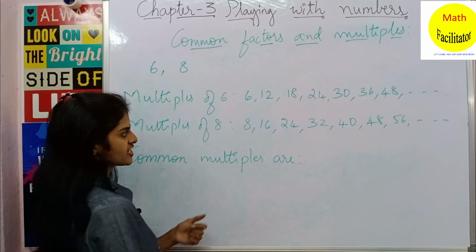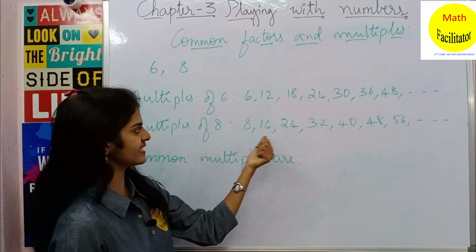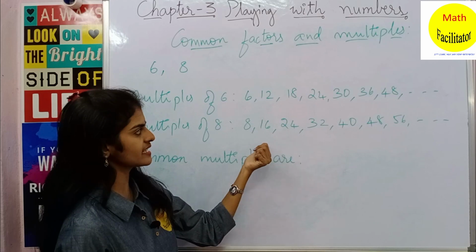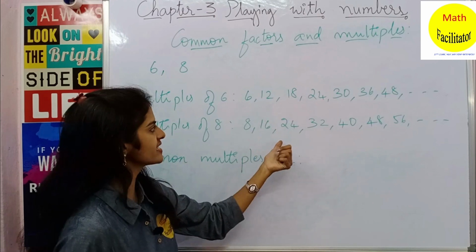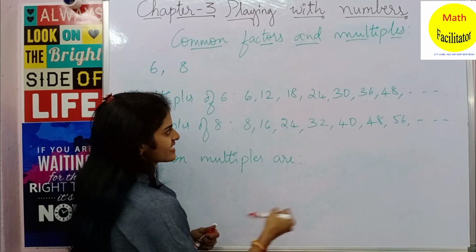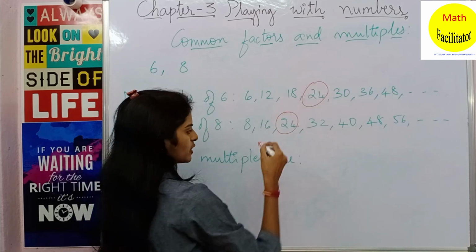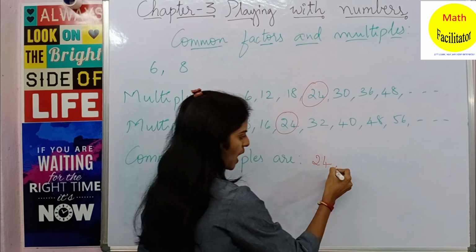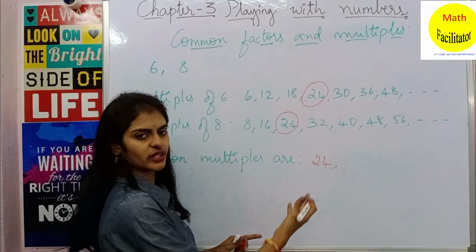How? You will check 6, it is not in this list. 12 is also not in the list. 18 not in the list. 24, you find 24 in both the lists. So here it is 24 and 24. So 24 is the common multiple. In this way you keep on checking.